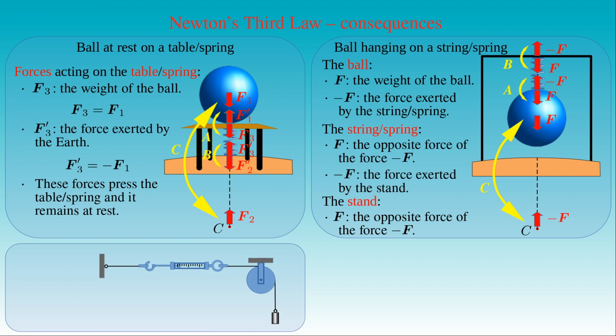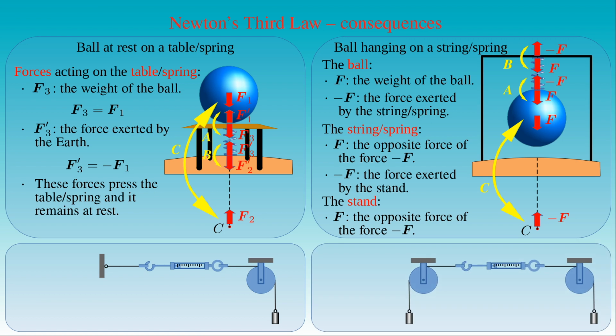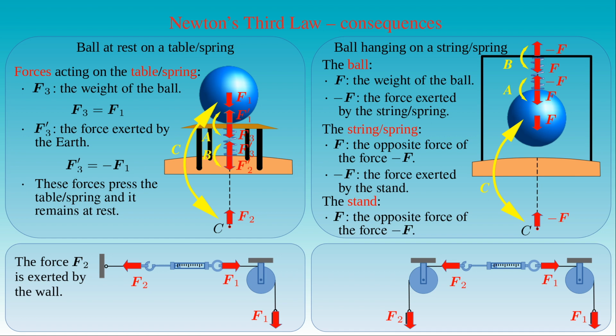And in another experiment, two bodies with the same weight are suspended from both ends of a spring balance. In the first case, the suspended body has the weight F1, and the force F1 pulls the spring balance. The force F2 exerted by the wall pulls the other end of the spring balance. In the second case, the suspended bodies have the weights F1 and F2, and the forces F1 and F2 pull the spring balance from both ends. The spring balance measures the force F2 in both cases.